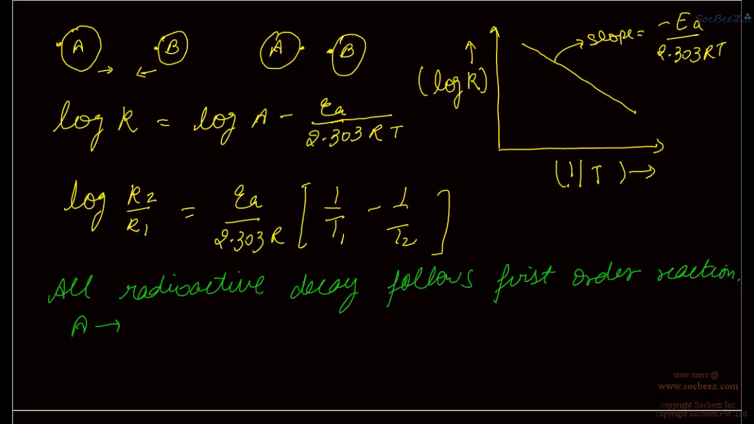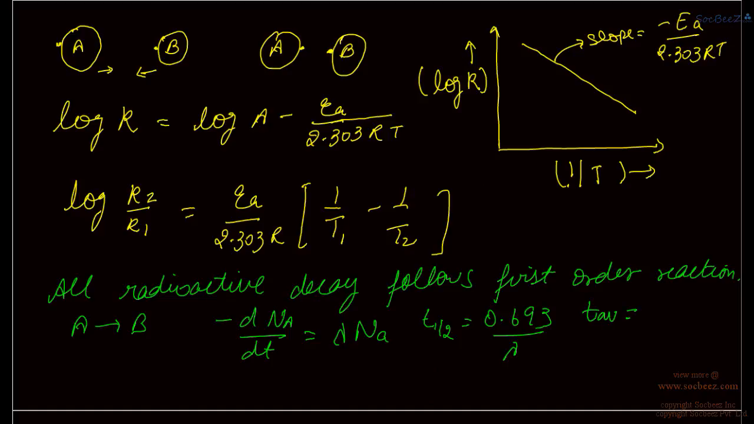Suppose any decay is taking place where A is getting transformed into B, then we can write minus dN_A by dt equals lambda N_A, where lambda is similar to the rate constant, known as the decay or disintegration constant. N_A is the number of nuclei at a given amount of time. And here, just like a first order reaction, t half equals 0.693 upon lambda. And there is another new term known as t average. t average equals 1 upon lambda.